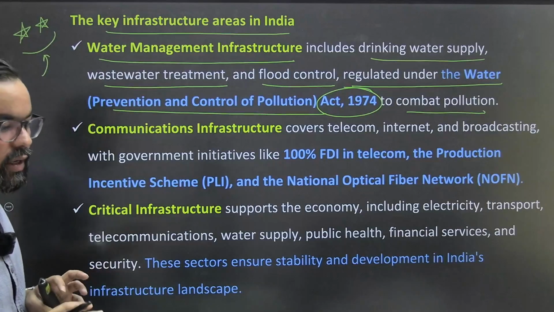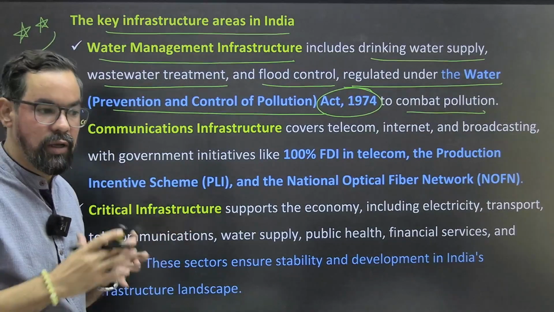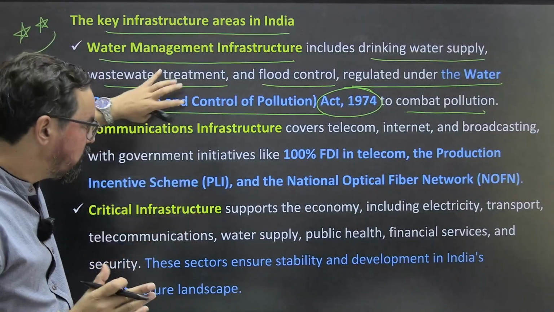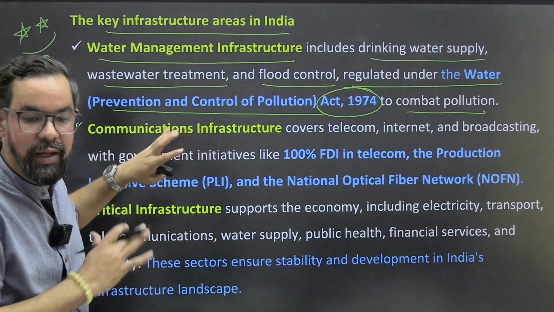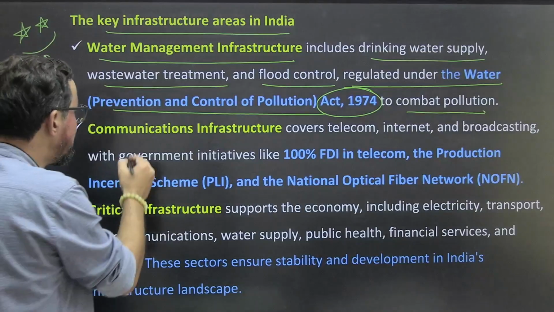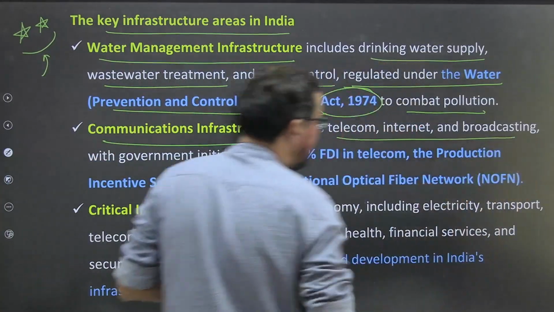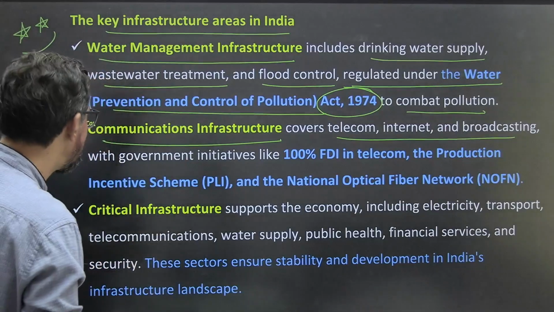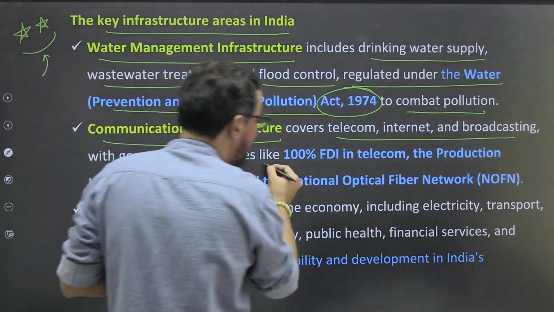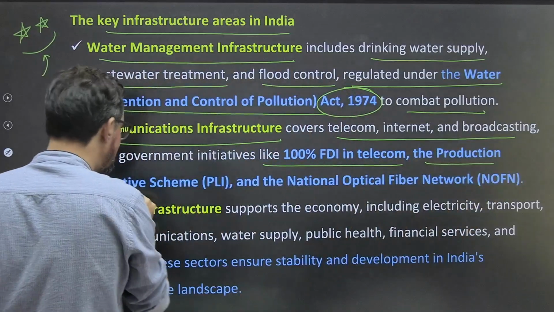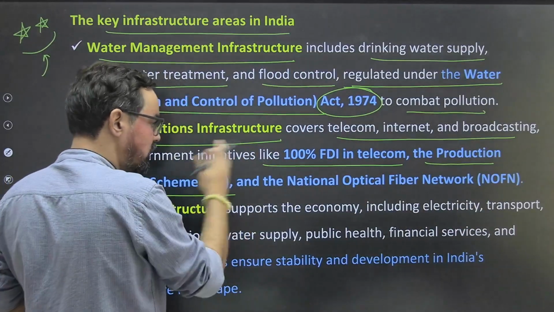Okay, and if you study your books, it will cover about 2-3 pages. So the big paragraphs, what you require for your examination, is available here, right? Communication infrastructure, which covers telecom, internet, and broadcasting. Government initiatives like 100% FDI in telecommunication, and the Production Linked Incentive scheme (PLI), generally come under this.